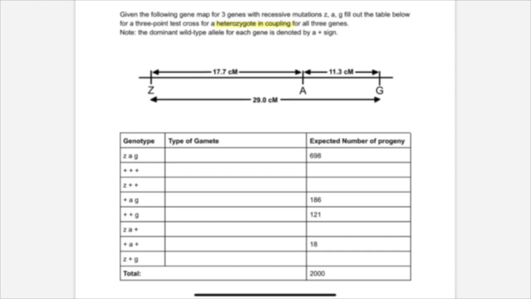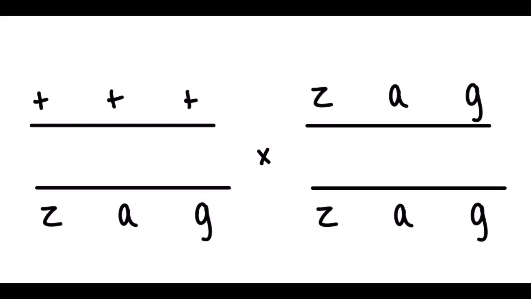So I'm going to quickly switch over to a blank piece of paper so that you can see what I mean. Okay, so switching over, we have what our 3-point test cross is going to look like. We know that in a test cross, the other organism is going to be homozygous recessive, so that's what we have drawn out here. We can also see for our heterozygote that it is in coupling, with all of our pluses denoting the dominance on one and all of our recessive alleles on the other. And we know in the table that one of the things we have to fill out is the type of gamete.